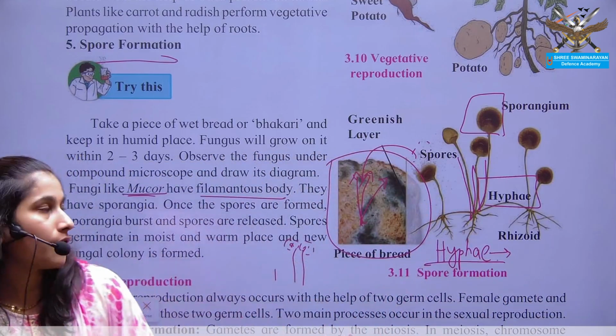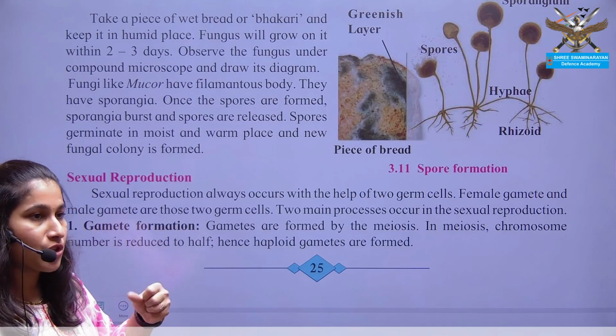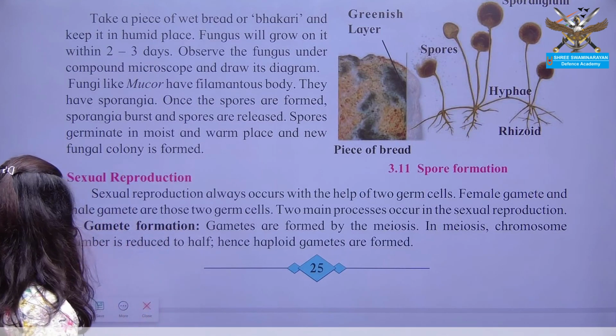The filament of this fungus is known as hyphae. For spore germination, the condition is usually moist, warm, and humid.